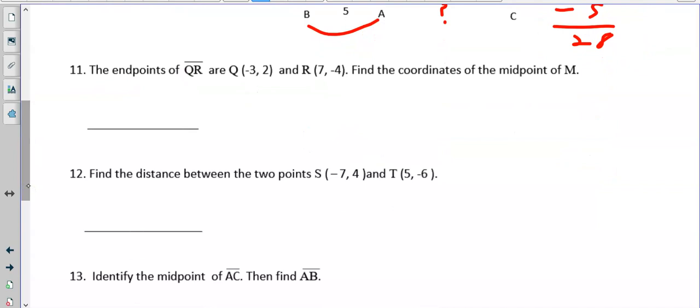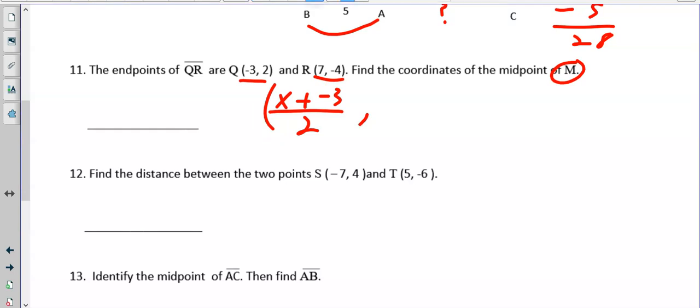All right, the endpoints of QR, this is the easy one, remember. We already know the endpoints, we're trying to find the middle. So that's that real simple one where you just say x plus... Wait, never mind, I'm doing the hard one. So I'm going to add my x's. Got ahead of myself, sorry. So -3 and 7. And -4 plus 2, my y's, divided by 2.